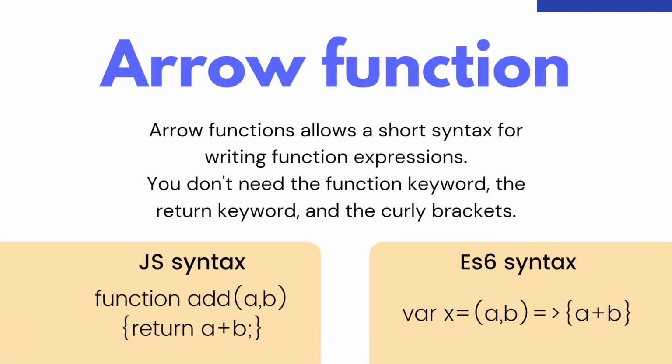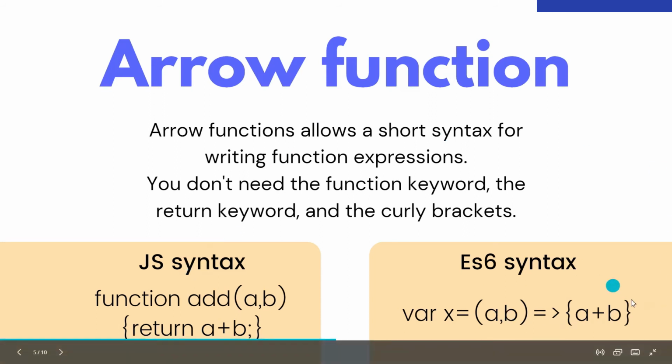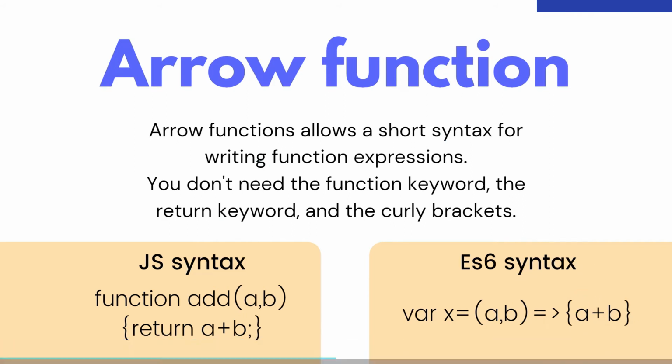We don't use the function keyword, we don't use a function name, and we don't use a return statement. We just use this simple syntax for getting a function value, and this is how it is very simple. And this is how we use the arrow function, and we will discuss all these things in VS Code.